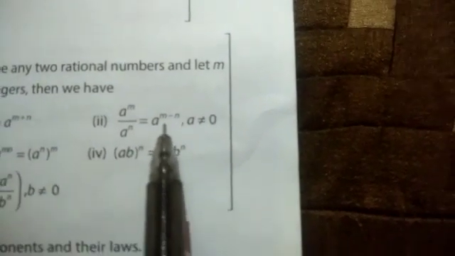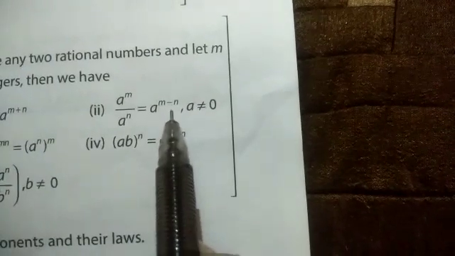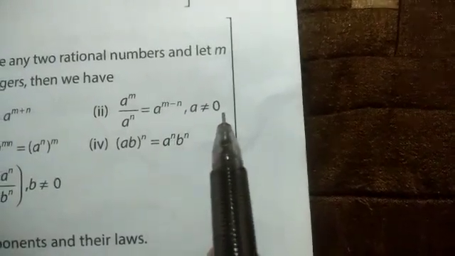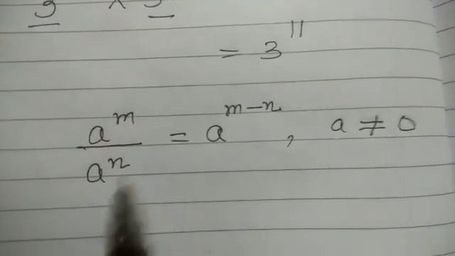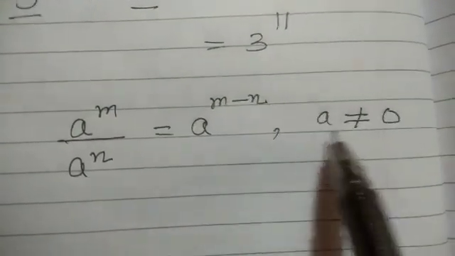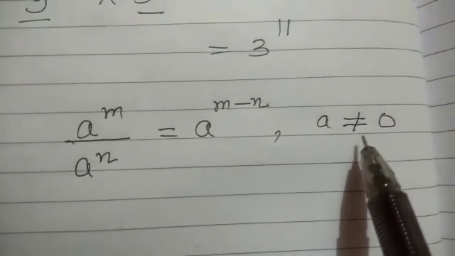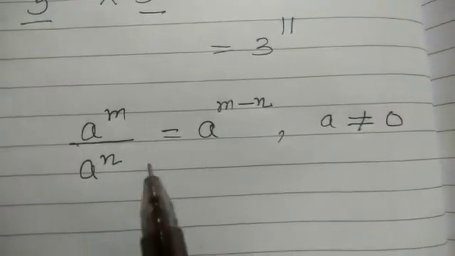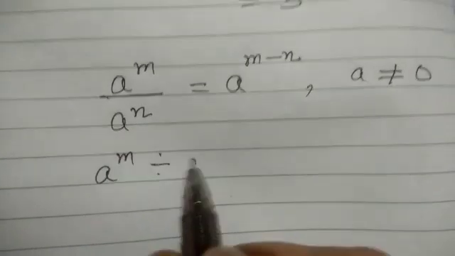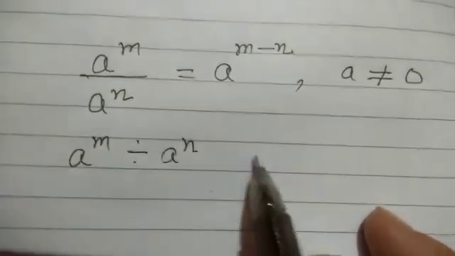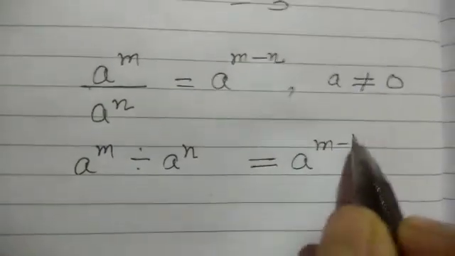Now the next rule is a to the power m upon a to the power n is equal to a to the power m minus n, where a is not equal to 0. a should not be equal to 0 here, because something upon 0 is not defined. Sometimes you can also write it as a to the power m divided by a to the power n is equal to a to the power m minus n.